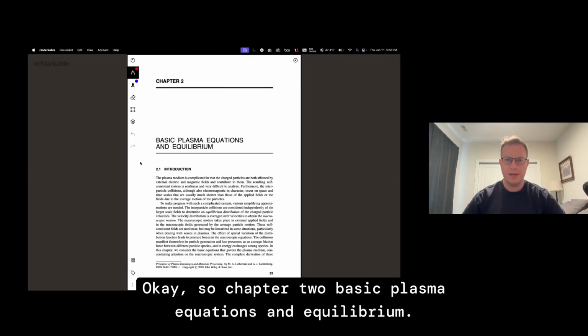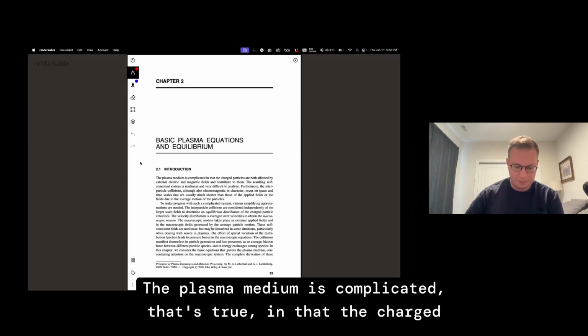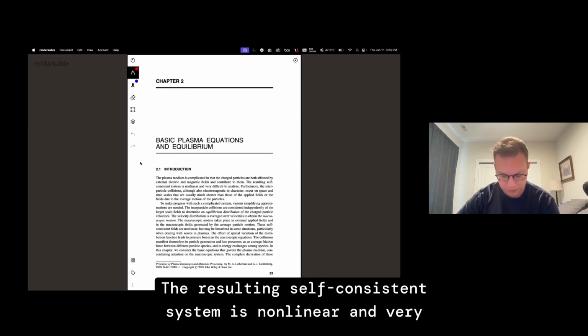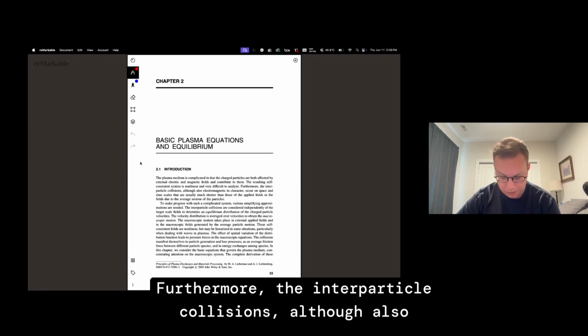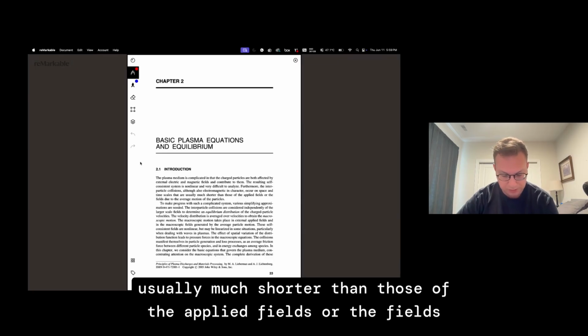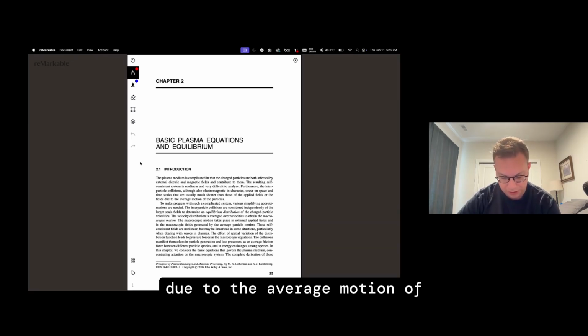Okay, so Chapter 2, Basic Plasma Equations and Equilibrium. 2.1, Introduction. The plasma medium is complicated, that's true, in that the charged particles are both affected by external electric and magnetic fields and contribute to them. The resulting self-consistent system is nonlinear and very difficult to analyze. Furthermore, the interparticle collisions, although also electromagnetic in character, occur on space and timescales that are usually much shorter than those of the applied fields or the fields due to the average motion of the particles.